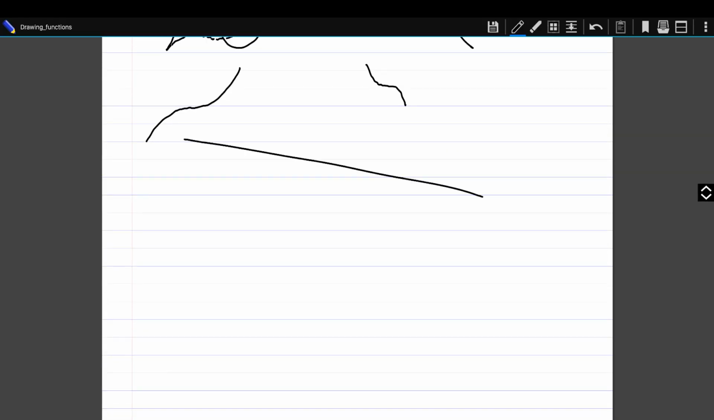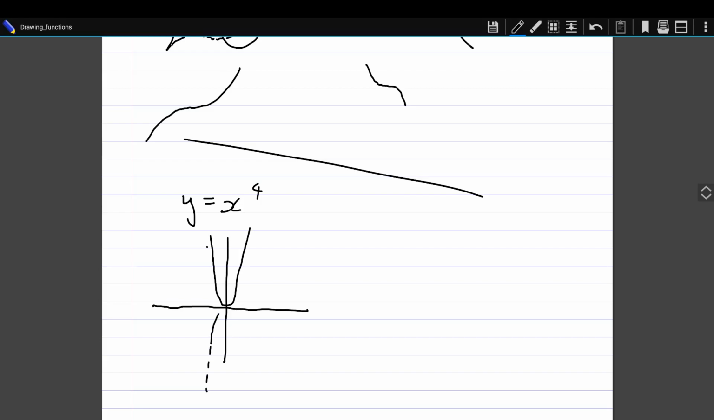Now, what about fourth order polynomials? So let's start with the basic one, y is equal to x to the fourth. This is just as uninteresting as the quadratic function and looks the same. It's just going to rise a bit more steeply, and of course the negative version will just be the reflection of that around the x-axis.